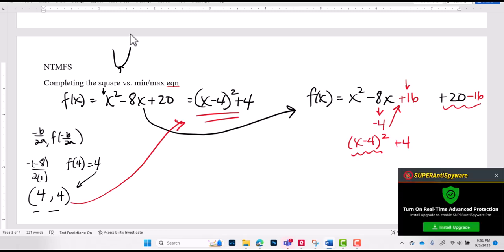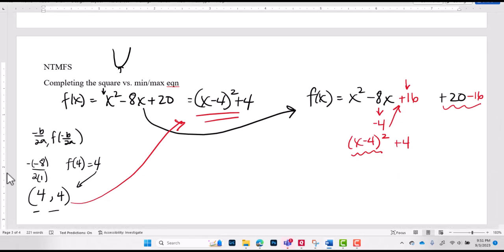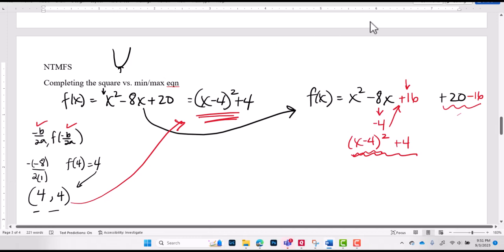So there are so many different ways to do it. We can solve it by doing negative b over 2a to find the x, then the function value of that x. We can do it by completing the square to find the vertex form, or hopefully we're lucky enough to just get the vertex form. So these are all different ways of finding the vertex in a quadratic function.